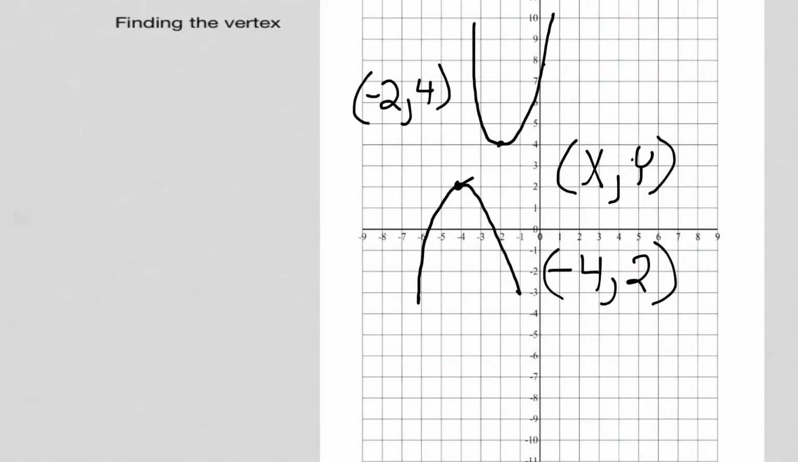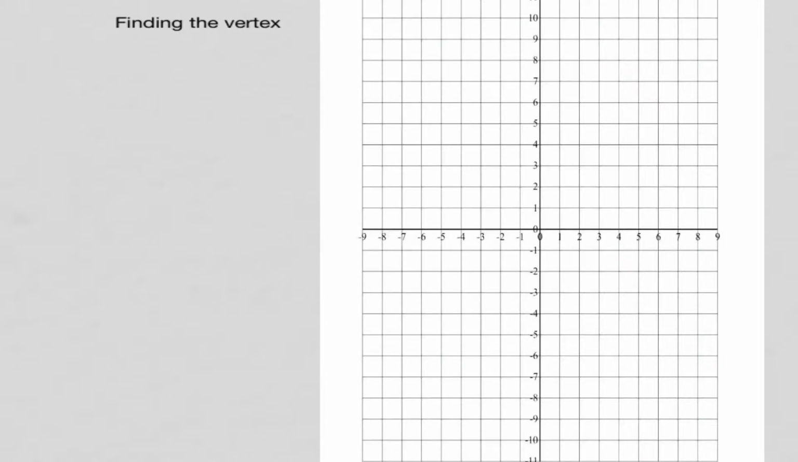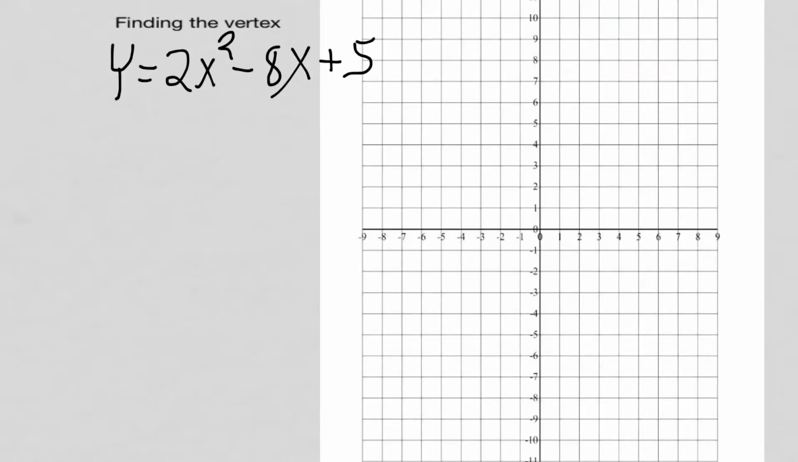Alright, we're going to find these points by using just an equation. The equation we're going to work with first is y equals 2x squared minus 8x plus 5. Alright, you already know how to find the x coordinate. I'm going to write the coordinates down here. Alright, we're looking to find the x coordinate.